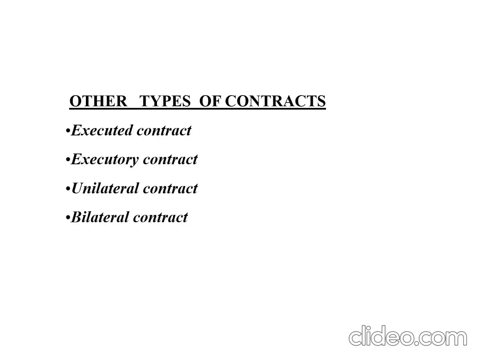Other types of contract on the basis of performance are executed contract, executory contract, unilateral and bilateral. An executed contract is one in which both parties have executed their part. Executory contract, where the subject matter of the contract is yet to be fulfilled, is called an executory contract.